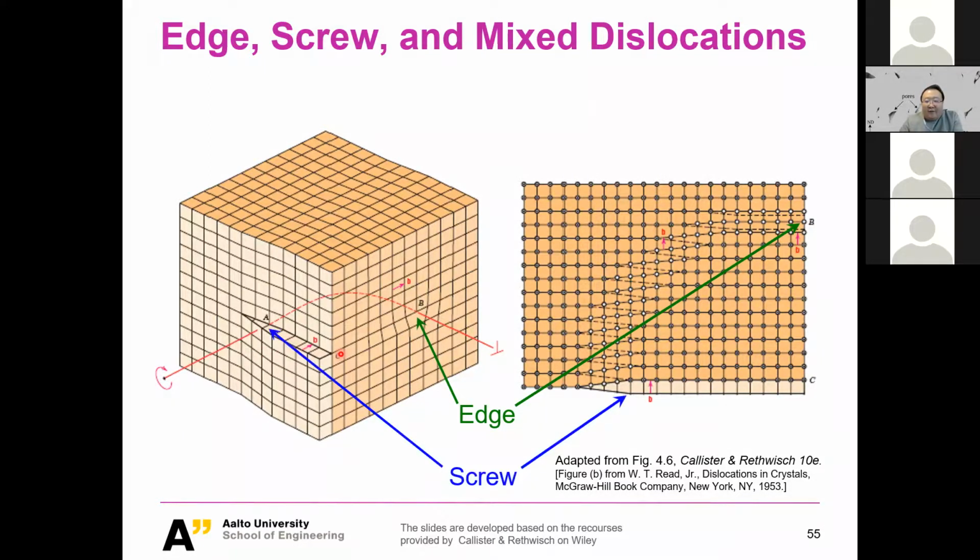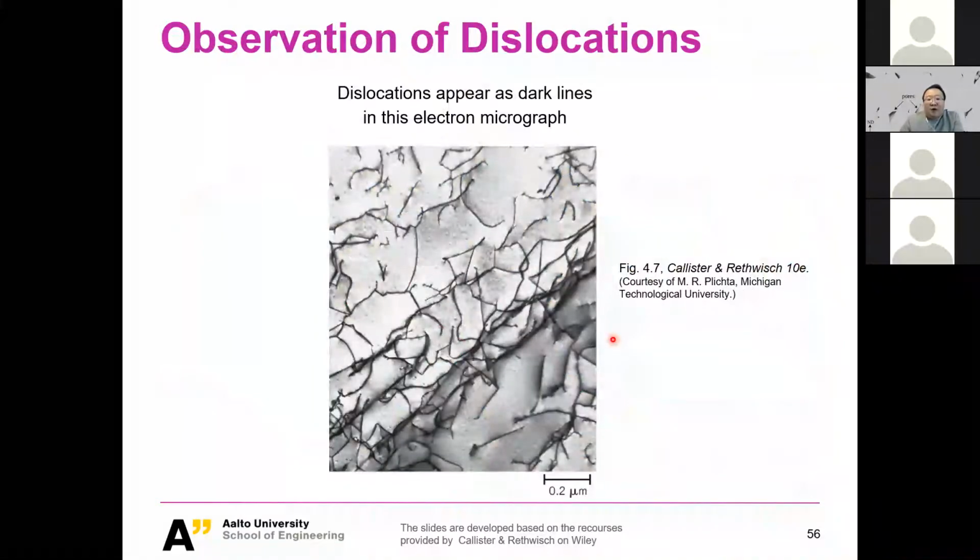And maybe you're wondering what is happening in between. In between, actually, there are so-called mixed dislocations, for which the Burgers vector is neither parallel nor perpendicular to the dislocation line. So that's why they're called mixed dislocations. This is most often seen in our materials. So that was a schematic drawing for you to understand it.